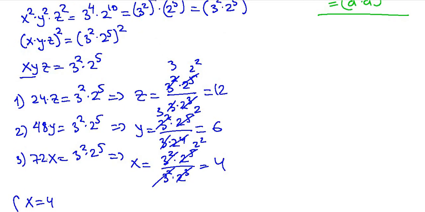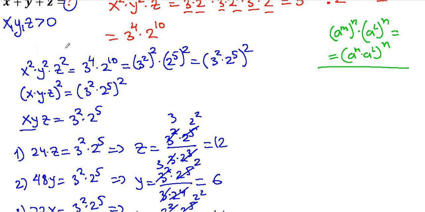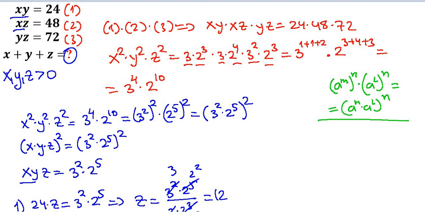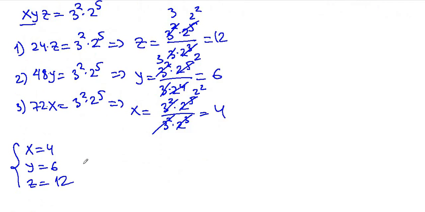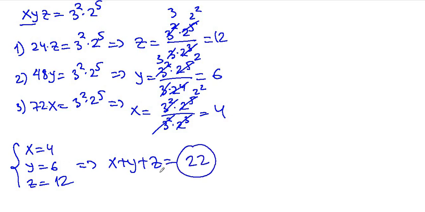Since we're looking for the value of x plus y plus z, we can add these last three values to get x plus y plus z is equal to 10 plus 12, which is 22. So this is our final answer.